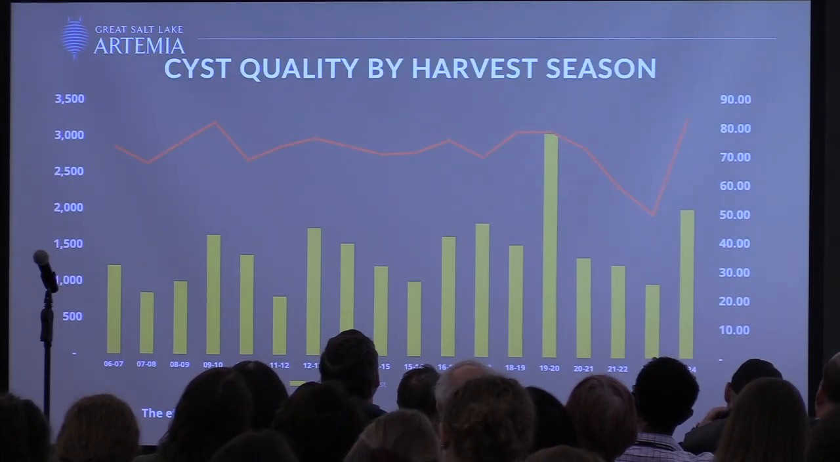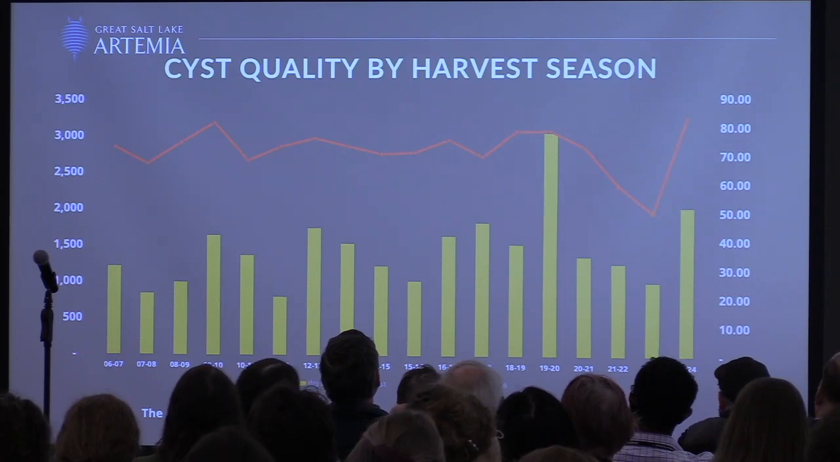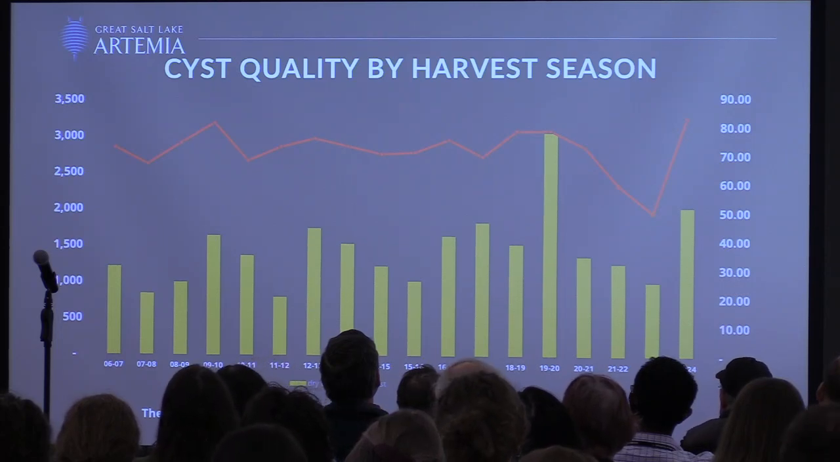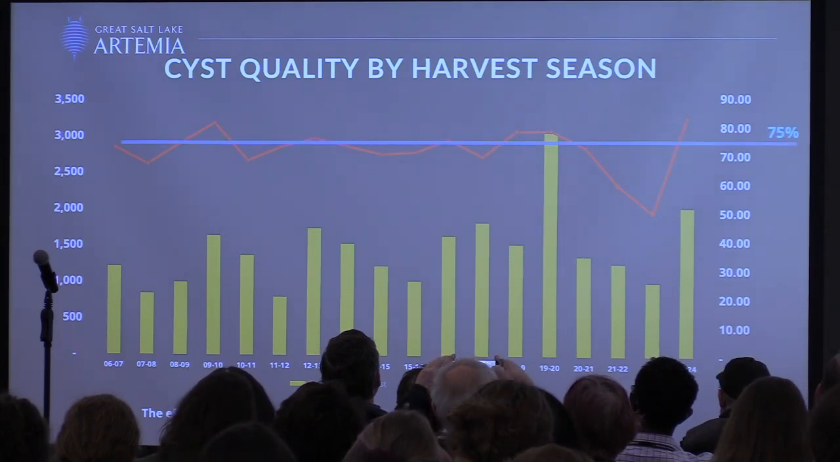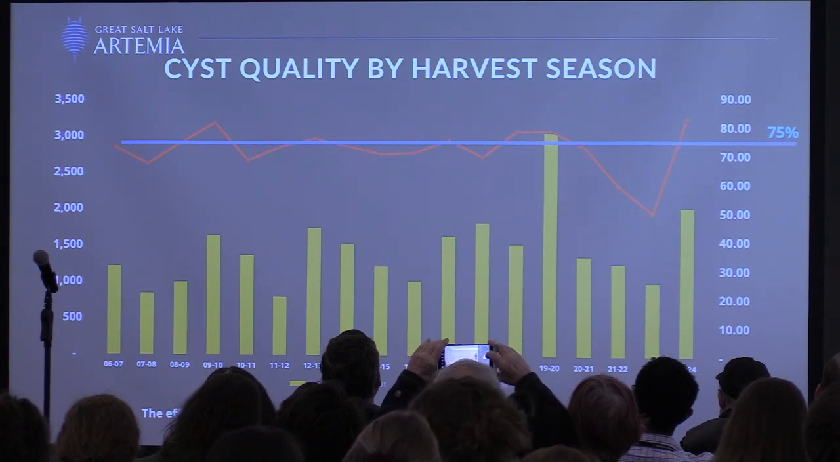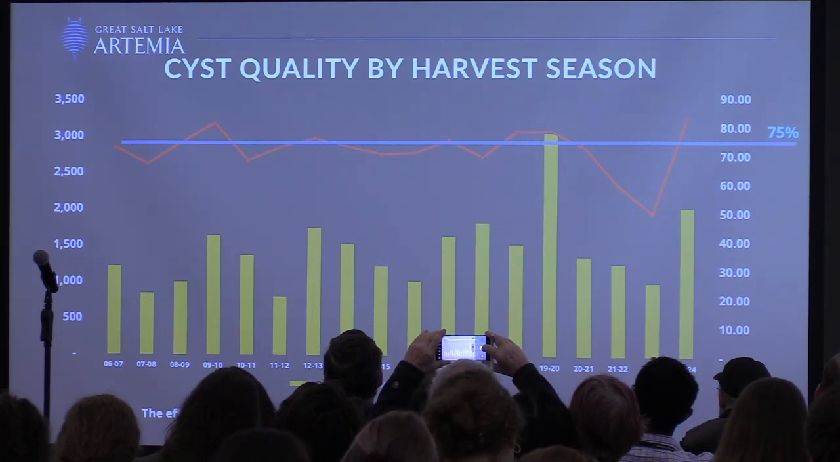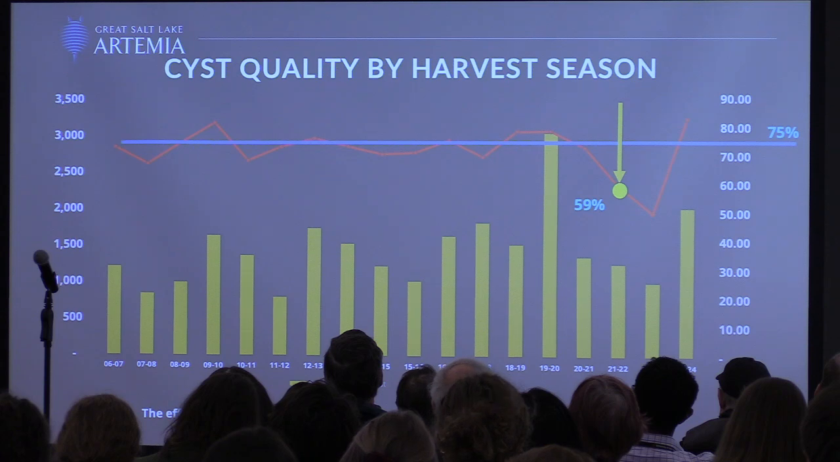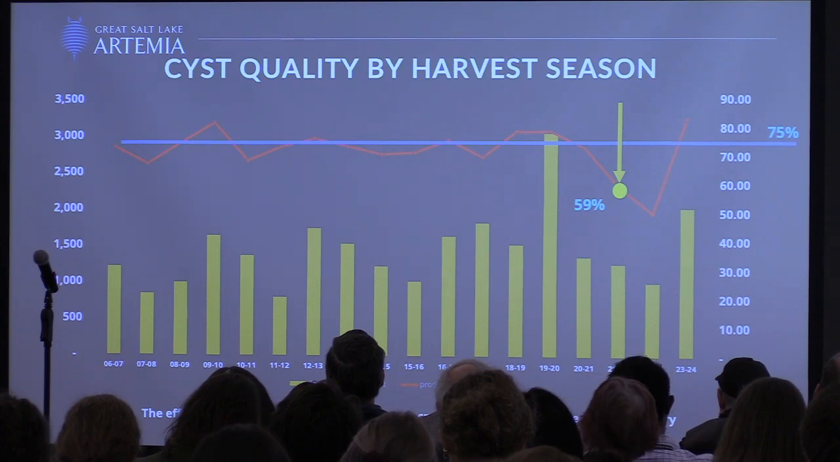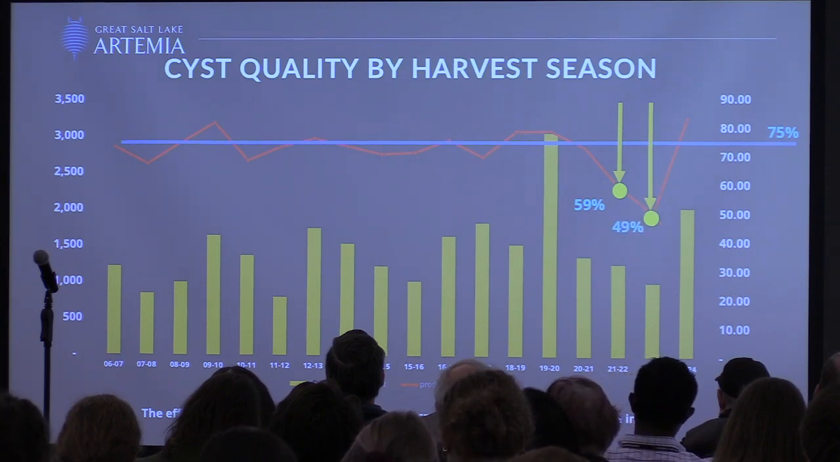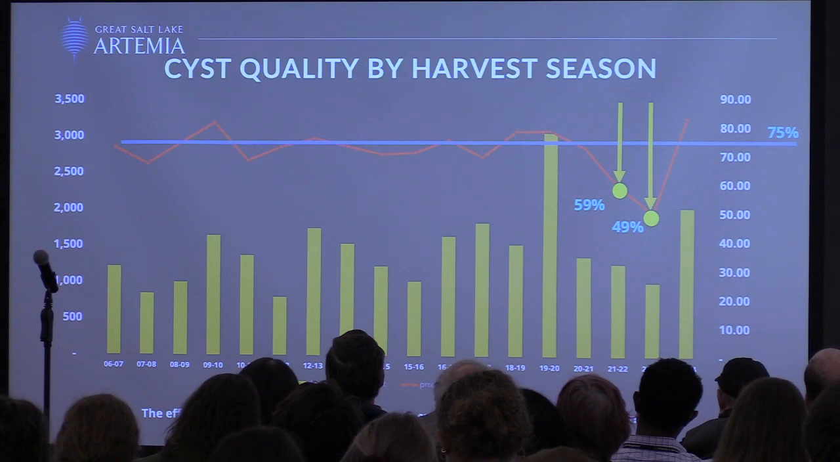And here, this graph shows you again the harvest over time, but then in the red line, you'll see the average hatchability of the harvest over time. And typically, Artemia from the Great Salt Lake, average harvest hatches about 75%. And then you see those 2 seasons where we had that high salinity, and suddenly you see that hatchability go down to 59% that first year, and as the salinity increases even more, the hatchability goes down to 49%. And that is existential to our industry.